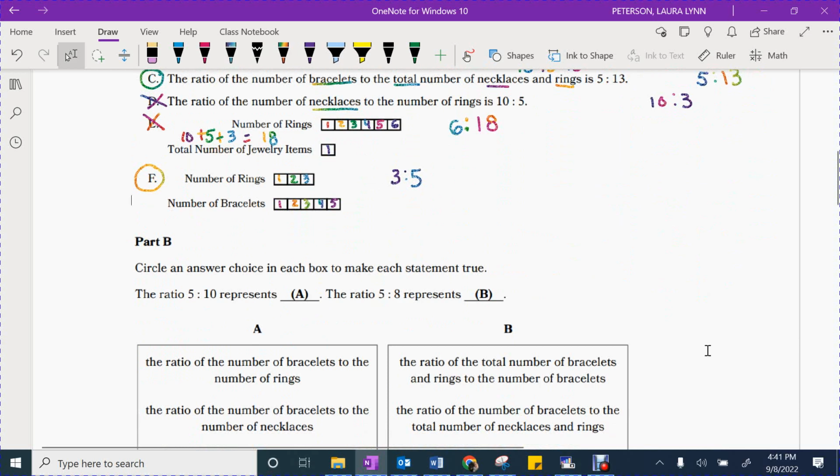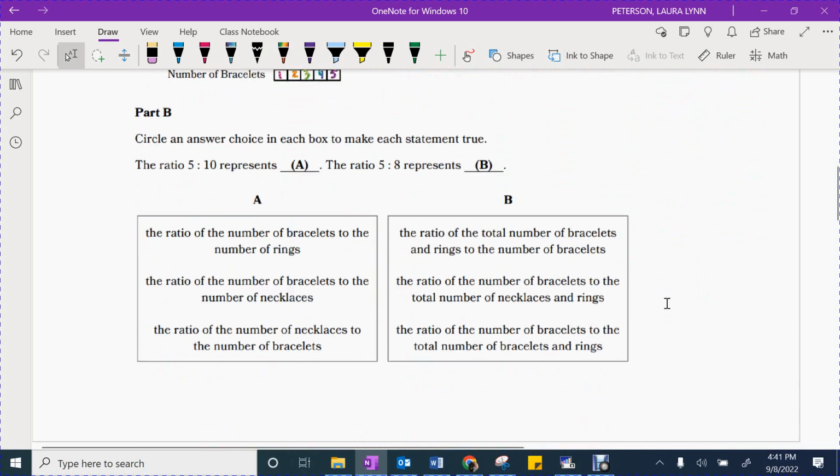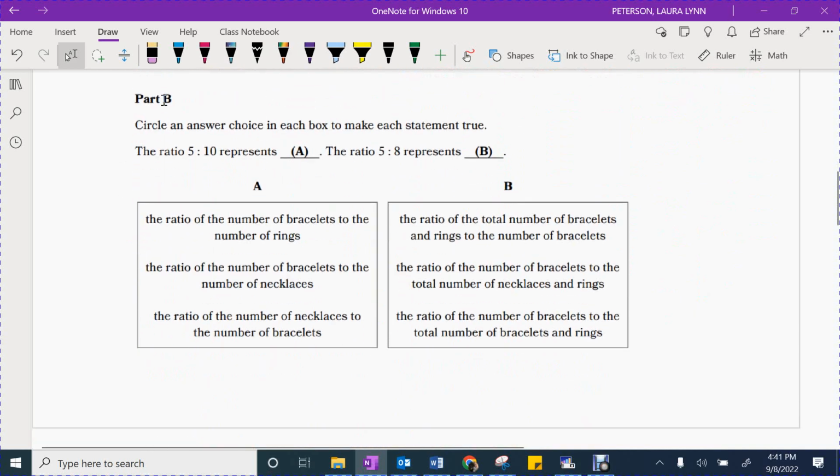Part B of this question, we have to circle which sentence describes this ratio. So that means we need to figure out where these numbers come from in the original problem. Part A, this first part where it says the ratio 5 to 10 represents, we're going to pick out of the A box. Then the second sentence where it says the ratio 5 to 8 represents, we're going to pick one sentence out of the B box.